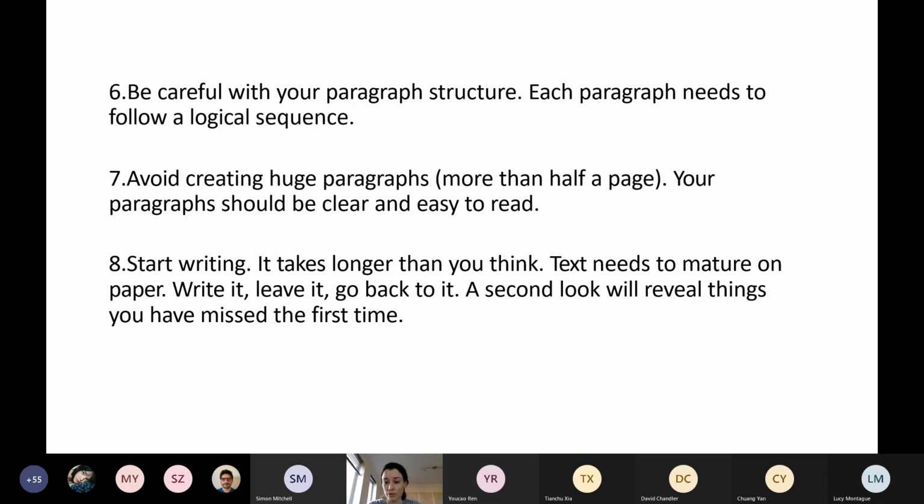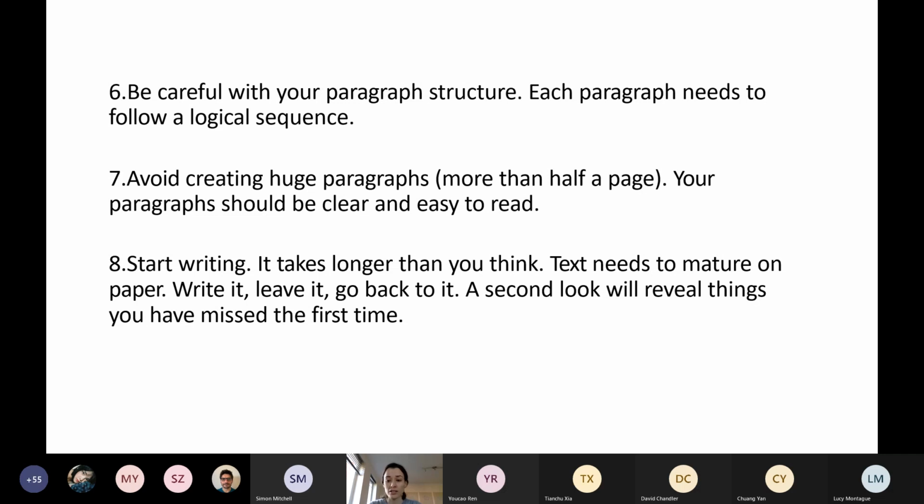Your text needs to mature on paper. Write it, leave it, go back to it, edit it. Although it's not a design project, it kind of is like a design project, because you wouldn't design a thing overnight. You would start with a draft. You could throw away that draft, go back to it, fix it, rethink it, start over. The same goes with writing.